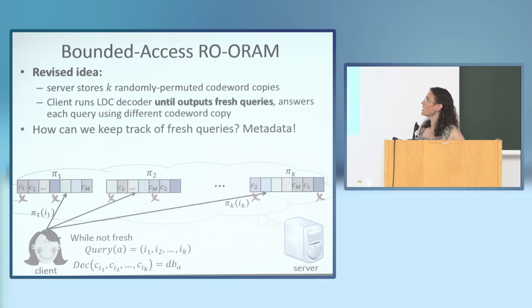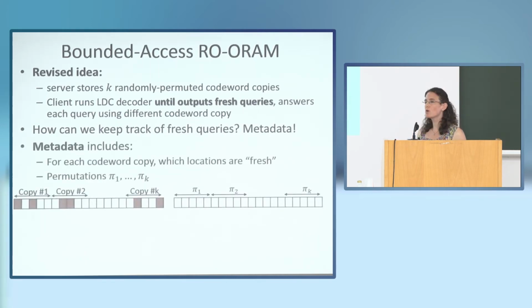Now we have this, is it fresh or is it not fresh? How do we keep count of this? This is metadata. It's much smaller than the data. It's 1 bit per entry. So we're going to store it on the server. What exactly am I going to store? I'm going to store for each copy, for each location, whether it's fresh or not, 1 bit.